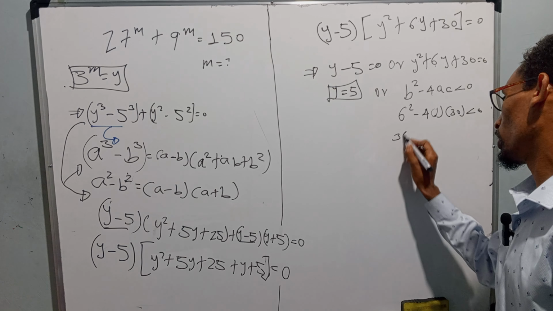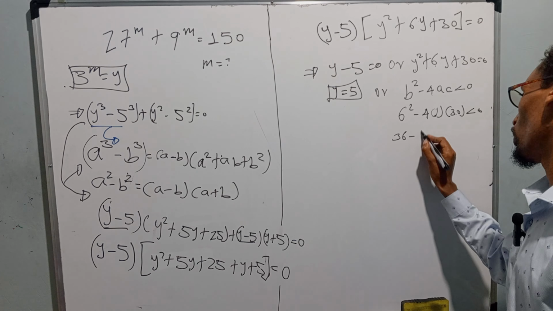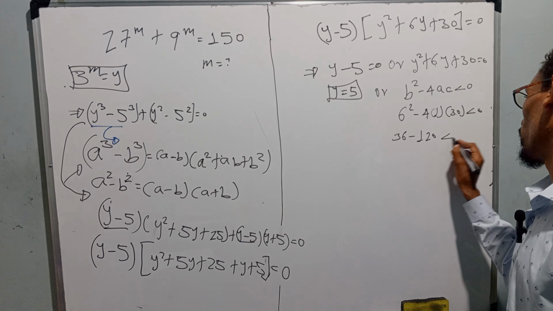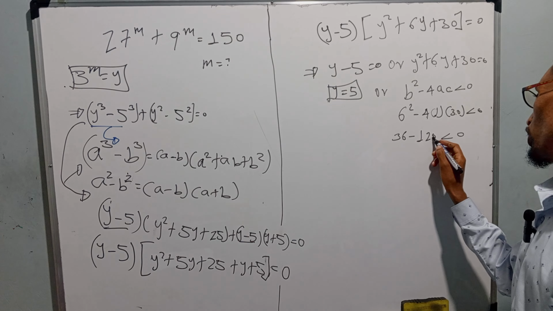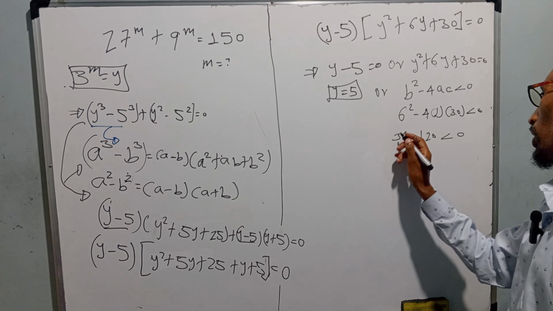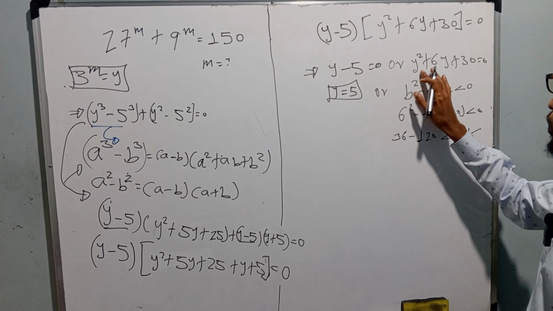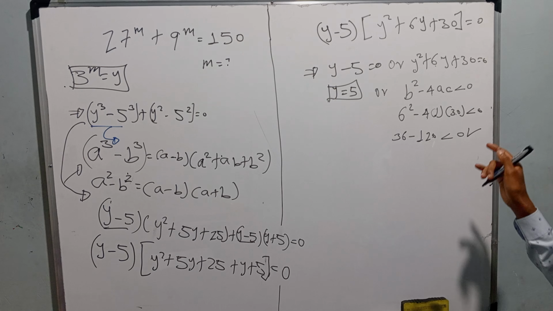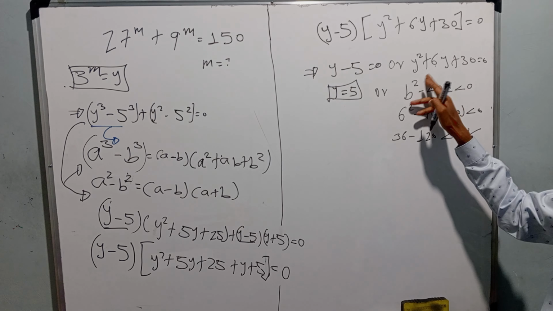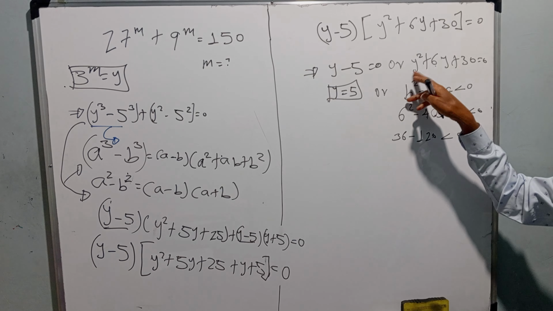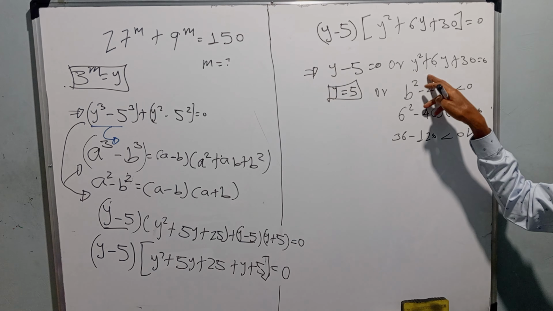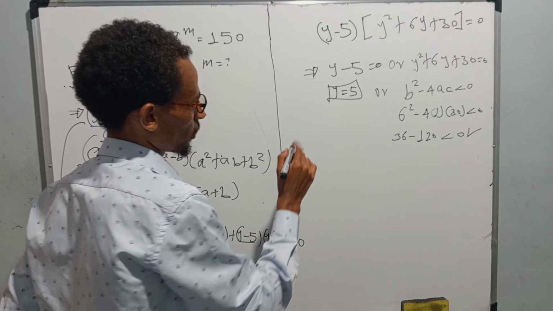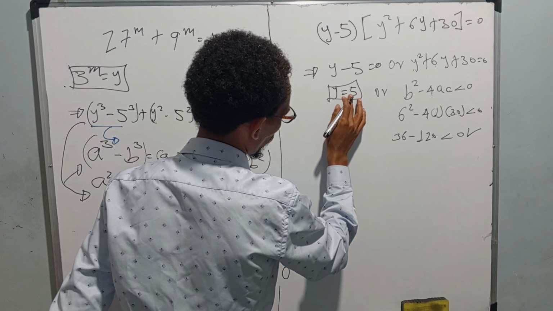That means 36 minus 4 times 30, which is 120, is less than 0. So we have got a negative number, so this is true. So this quadratic equation has no real value on the real number system, but we can get a solution set of y with complex numbers. But here we must take the value of y with real solutions. So the only solution is y equal to 5.